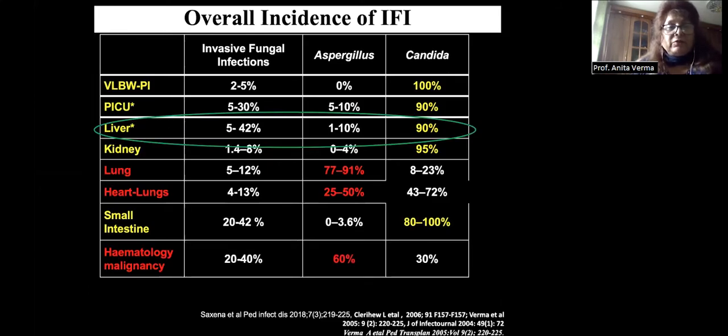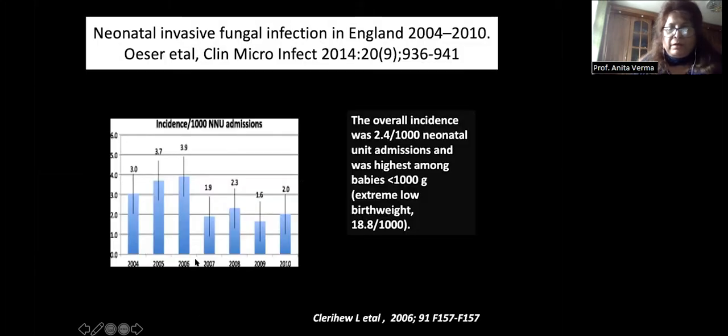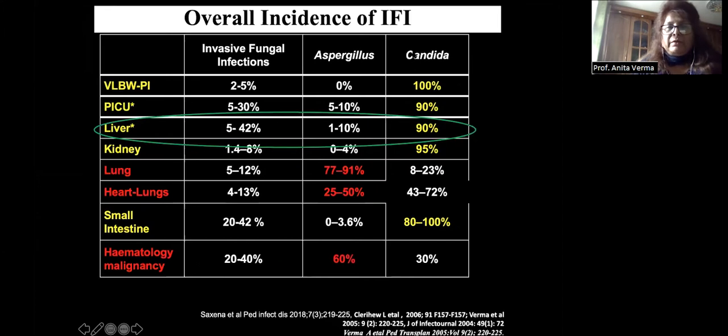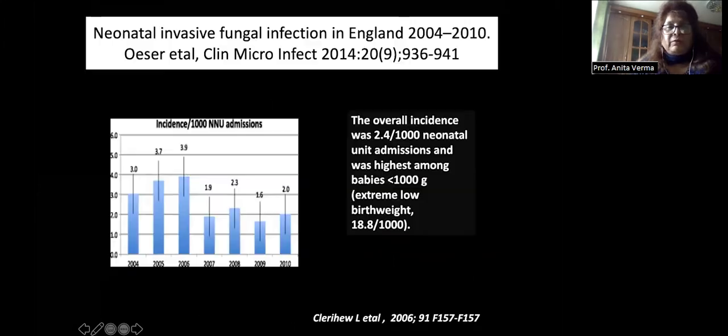This slide shows the incidence of fungal infection in solid organ transplant patients, in neonates, and in hematology malignancy. The important thing to note in this slide is that Candida infection is mainly associated with neonates, intensive care unit, and liver and kidney transplant, whereas heart, lung, and hematology malignancy patients have a high rate of invasive mold infection.